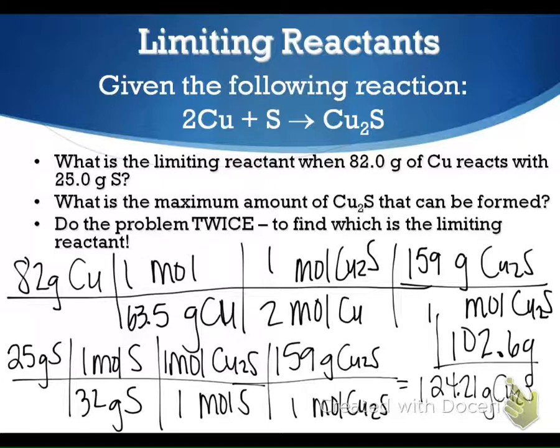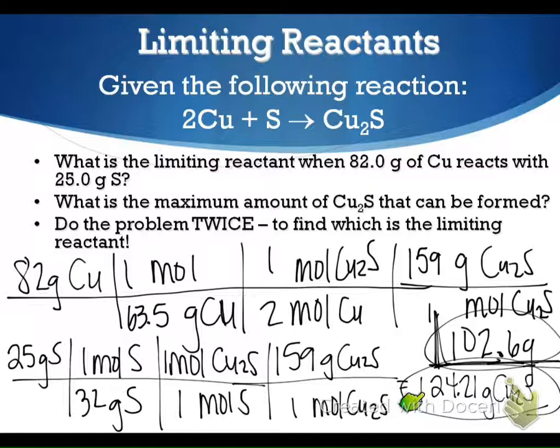Do we agree? 124.21? Yeah, about 124. Okay, anywhere in that region. So what this is telling us here is that if we started with copper, 82 grams of copper, and we had excess sulfur, we would only be able to form 102.6 grams of our product. Vice versa, if we started with 25 grams of sulfur and we had extra copper, we'd only be able to form 124.2 grams of copper sulfide.